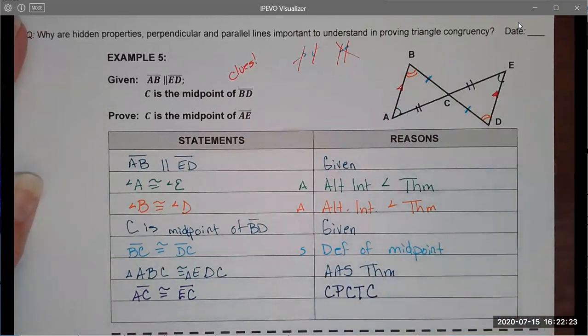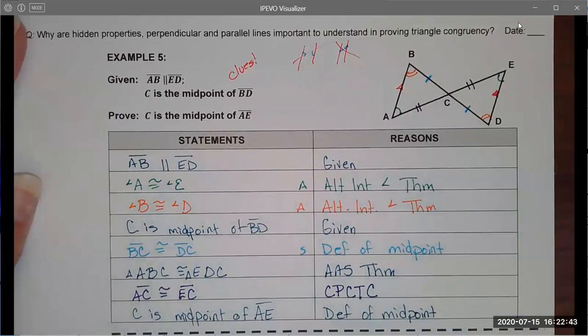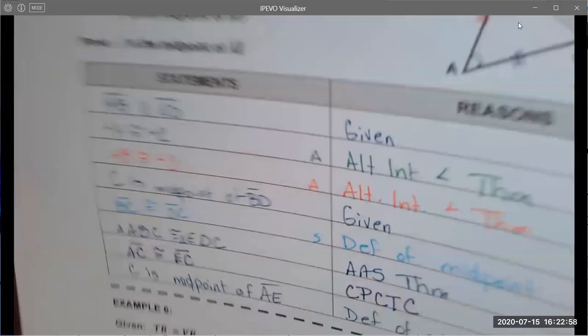And from this, I am now able to say that C is the midpoint of AE, which is what I was trying to prove. And again, that is by the definition of midpoint. Because remember, definitions sort of go both ways. If I'm a midpoint, I create congruent segments. If I have congruent segments, then I am a midpoint. So look, we did a fantastic proof here that went actually 2 steps further than just proving triangles congruent. It's an exciting world we live in.